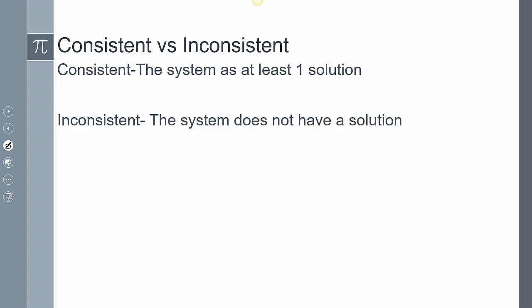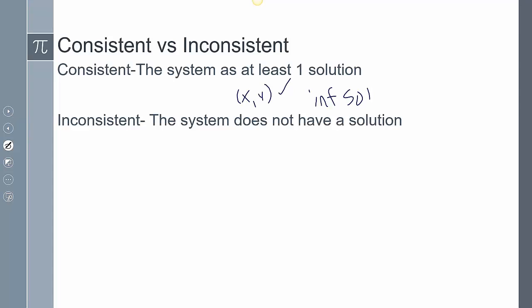Now, the other thing I wanted to talk about was the difference between consistent and inconsistent systems. I know it used this verbiage within the notes and with the homework, but what did it mean when it used the phrasing consistent and inconsistent? Consistent means that the system has at least one solution. So if you found a value for x and y that works, or if you got infinite solutions, well, you at least have one solution, and so we say that the system is going to be consistent.